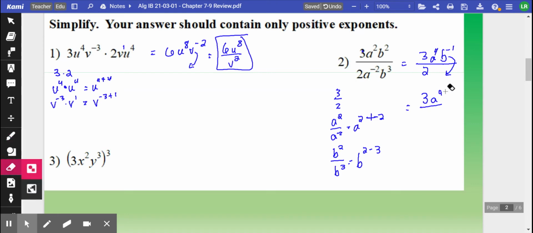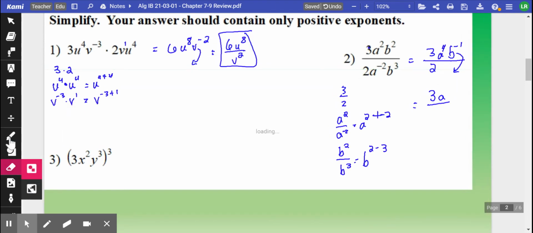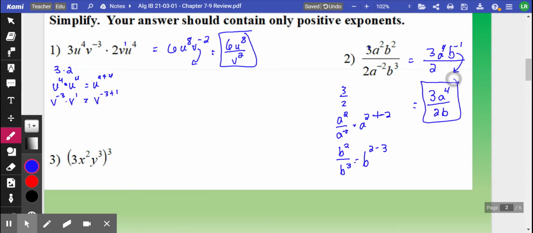Clean that 4 up. Sort of looks like a 9. 3a to the fourth over 2b. Now, if you put 2b to the first, that's okay. It still means the same thing.